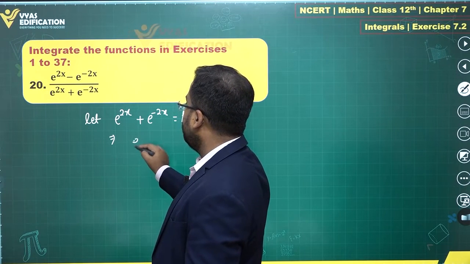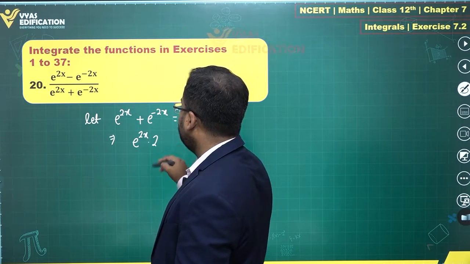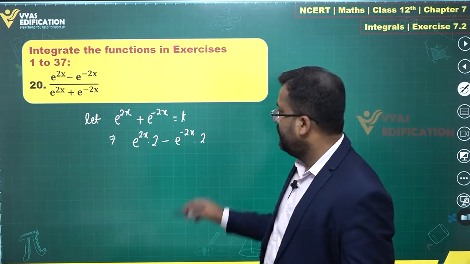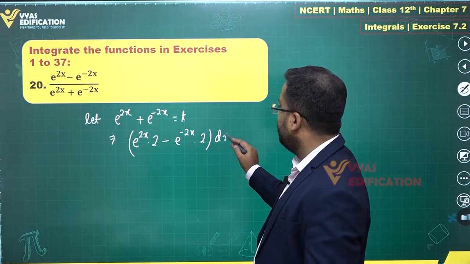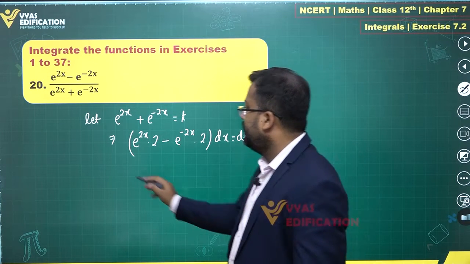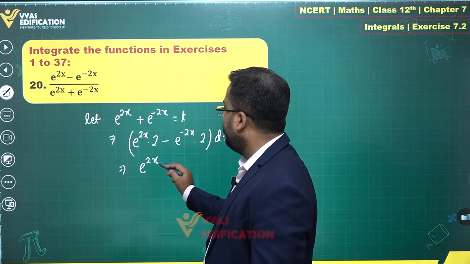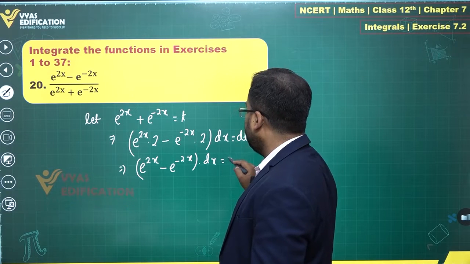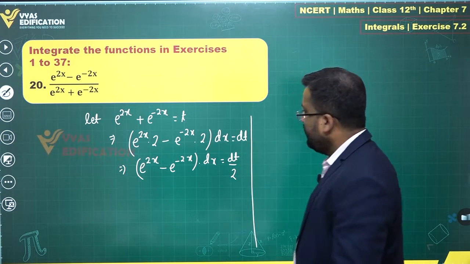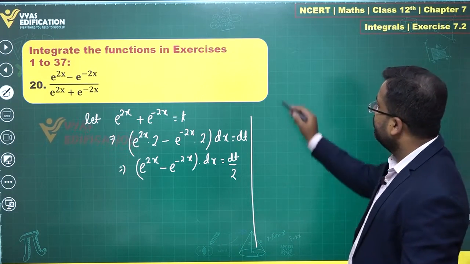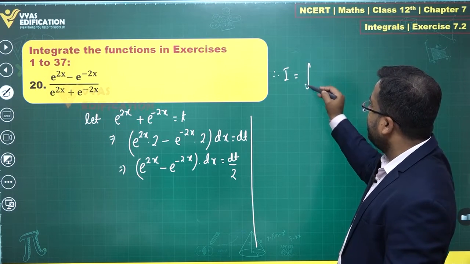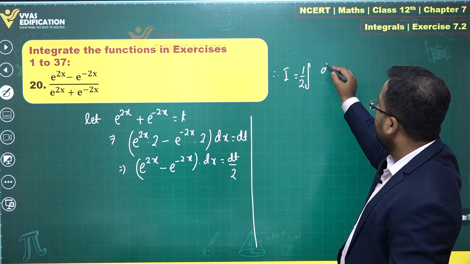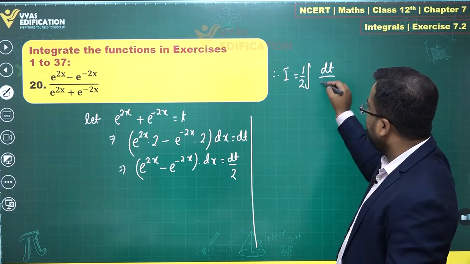That tells me, okay, e power 2x times 2 minus e power minus 2x times 2, and dx will be equal to dt. This tells me e power 2x minus e power minus 2x times dx is equal to dt upon 2. Therefore, I can write the integral I will be equal to the integral of, this is there in the numerator, along with dx, it becomes 1 by 2 dt. In the denominator, you have t.